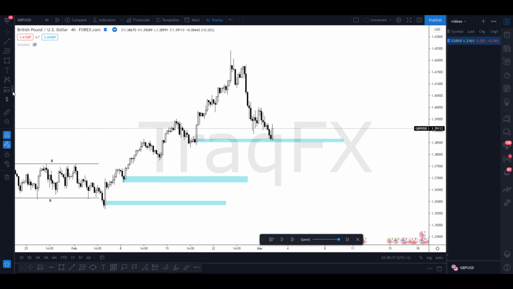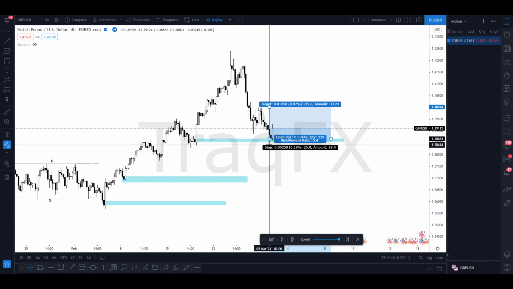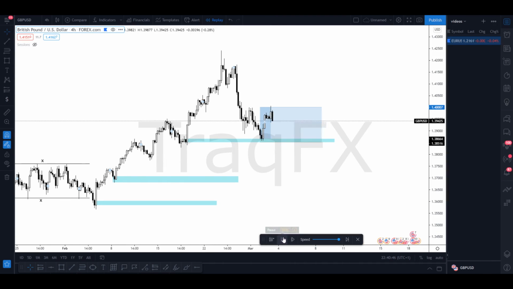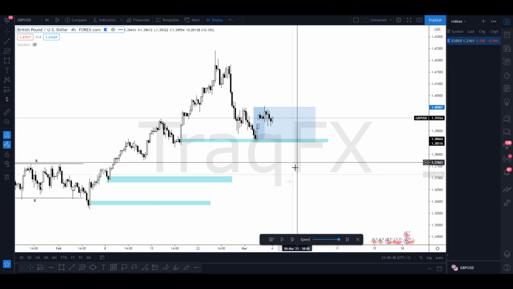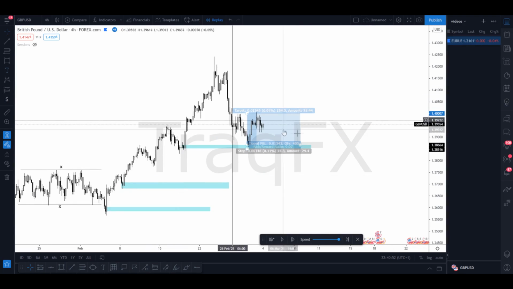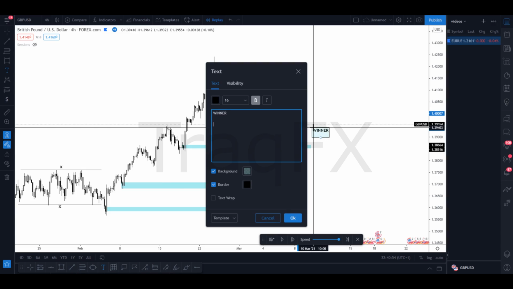So price comes in to our zone, taps us in to the pip. Stop loss would be just at the low for about 14 pips. Target would be the next high, and target smacked, 134 pips, 9 to 1. So at this point right over here I would write winner, outcome winner, 9 to 1 or 1 to 9, whatever you want.